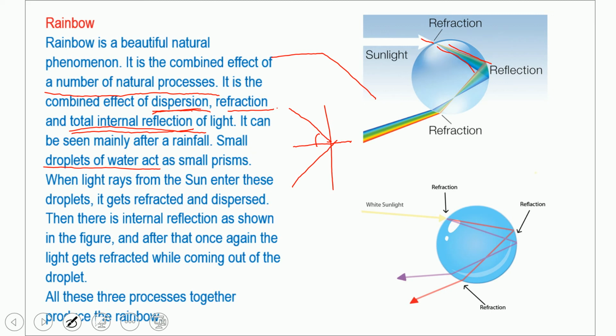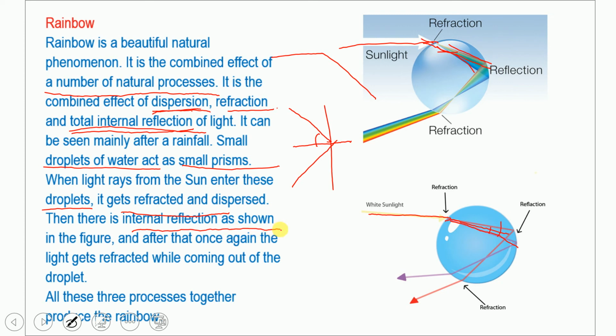Droplets of water act as small prisms. When light passes through these water droplets, the white light will be dispersed by them. When the light ray from the sun enters a droplet, it gets refracted. Look, you can see here it is sunlight. When it enters the droplet, it gets refracted. Here it is a refraction, and it is divided into the 7 colors now.